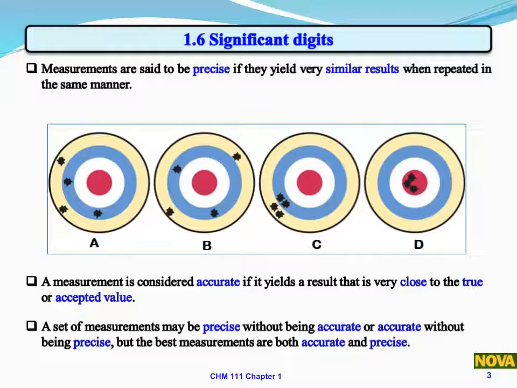A measurement is considered accurate if it yields a result that is very close to the true or accepted value. A set of measurements may be precise without being accurate or accurate without being precise, but the best measurements are both accurate and precise.